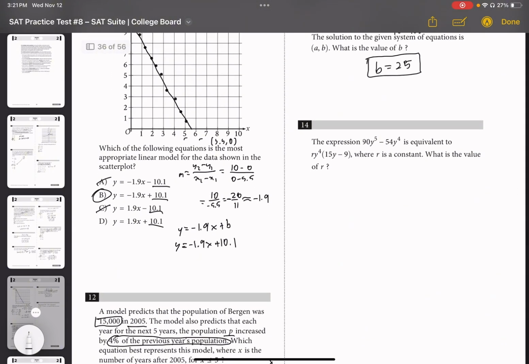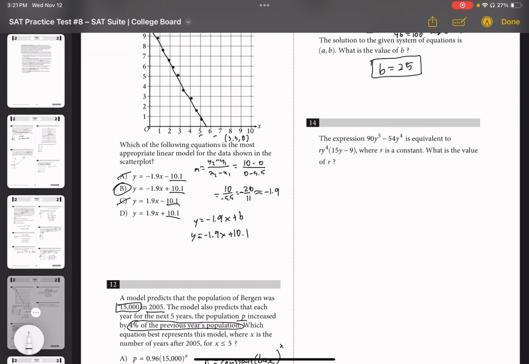The expression 90y to the fifth minus 54y to the fourth is equivalent to ry to the fourth times (15y minus 9), where r is a constant. What is the value of r? Okay, so if these are equivalent, we'll write an expression. So therefore 90 times y to the fifth minus 54y to the fourth is equal to 15ry to the fifth minus 9ry to the fourth.